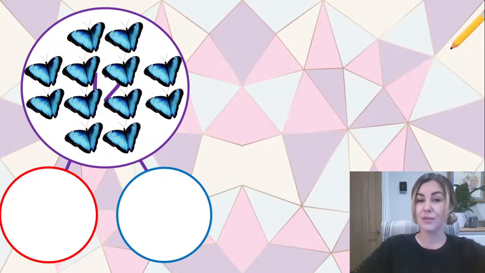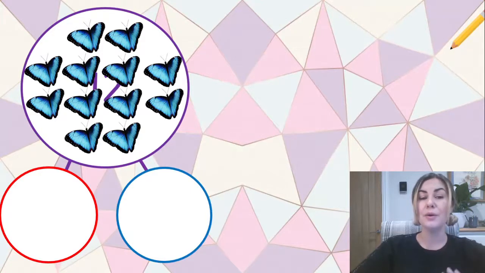Okay, so for this first question, I don't want you to do anything. All I would like you to do is listen really carefully. I'm going to explain the first one together, and then afterwards we're going to do 3 questions together. So, I have some butterflies. Can you count them with me? 1, 2, 3, 4, 5, 6, 7, 8, 9, 10, 11 and 12. 12 is our number of the week.